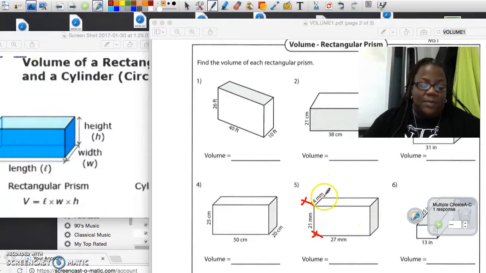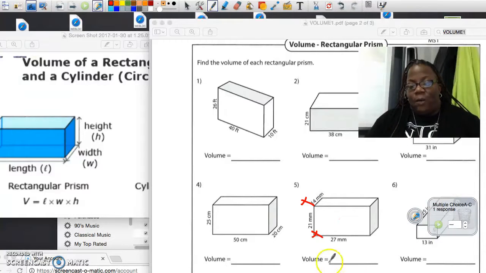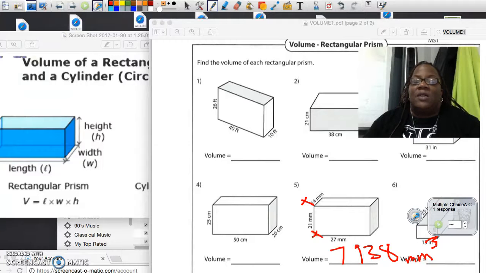27 times 21 times 14. So by 27 times 21 times 14, I will get 7,938. The unit is millimeters. Remember, for volume, we're going to cube it, not square it. So I hope this helps you with your volume problems.